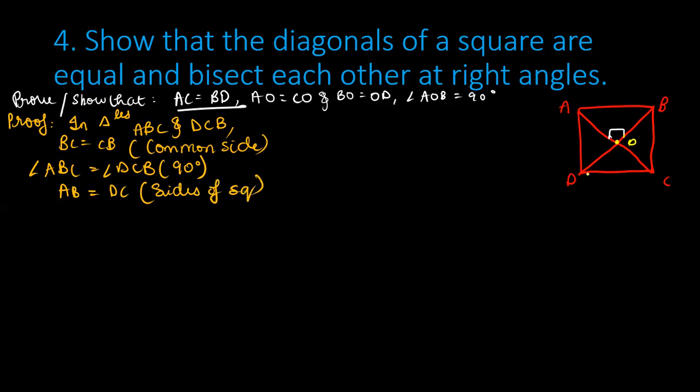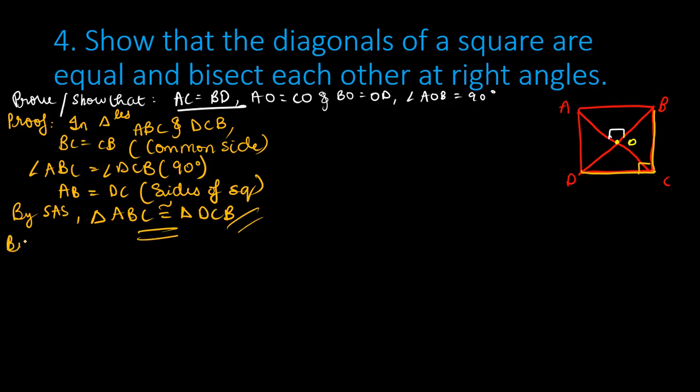So which congruency rule am I using? I'm using SAS, right? So by SAS, I can say that triangle ABC is congruent to triangle DCB. Clear? Now why did I prove that they are congruent? Because by CPCT I can say that AC is equal to DB. So the first part of the question we have proved; it is done.